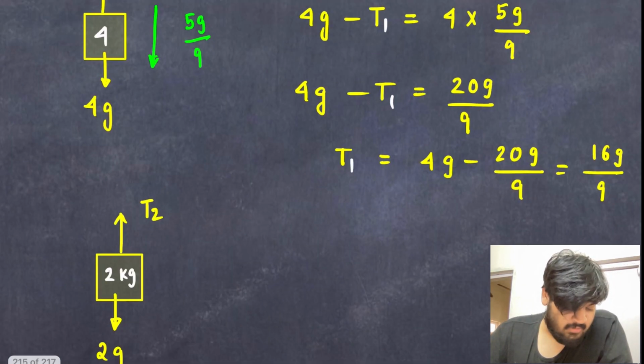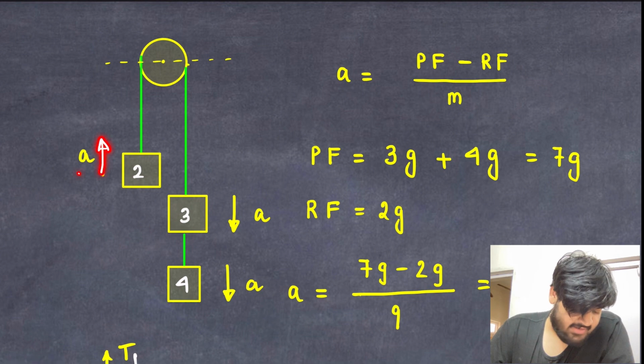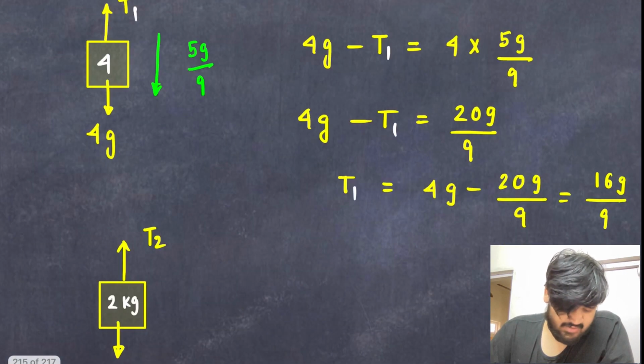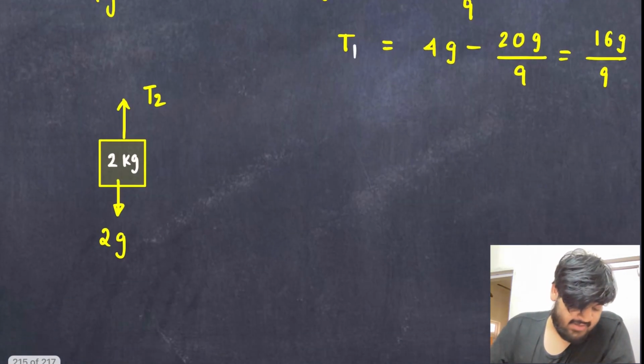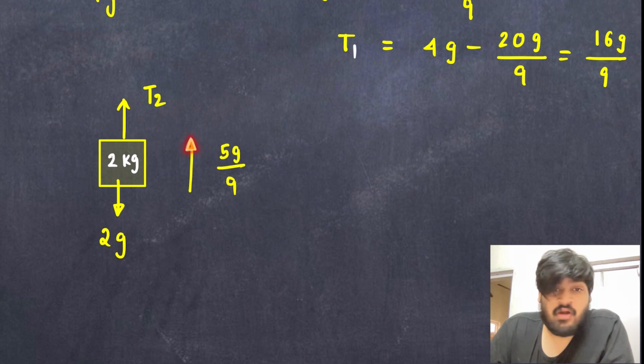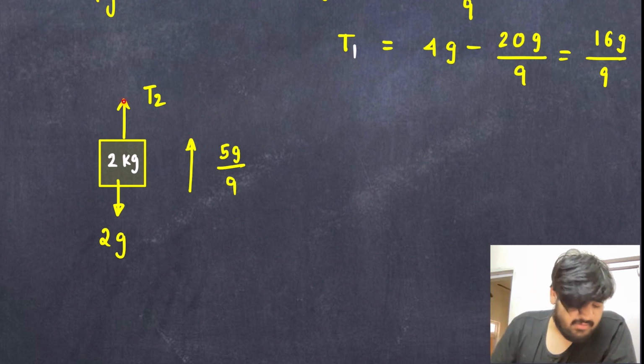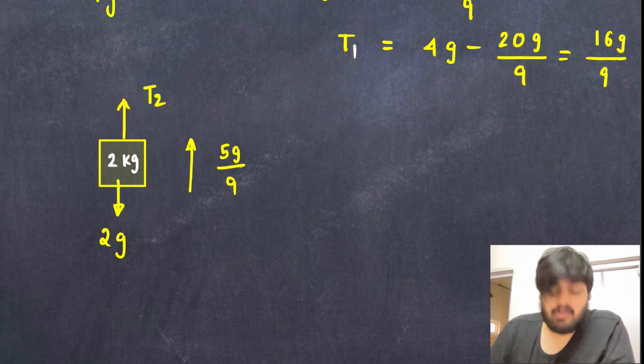And what is the acceleration of the 2 kg block? The acceleration is upward, and the value of the acceleration is nothing but A, and the value of the acceleration will be 5g by 9. Now over here you can see that the acceleration is upward. So if the acceleration is upward, the upward force will be greater, right? So the T2 must be greater than this 2g force. Why? Only if the upward force is greater will the block move upward, right?